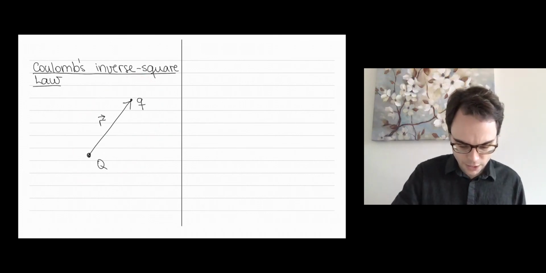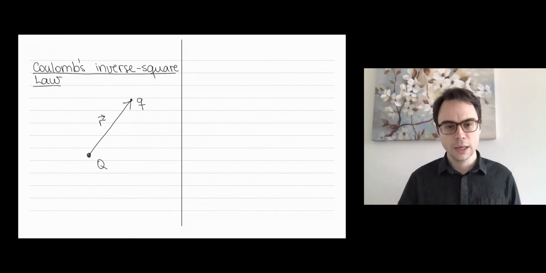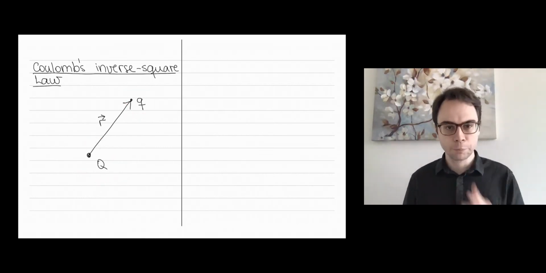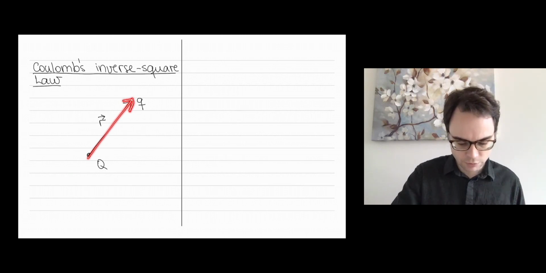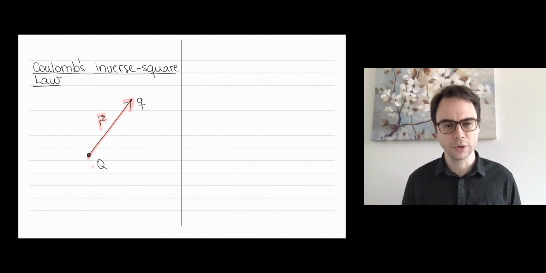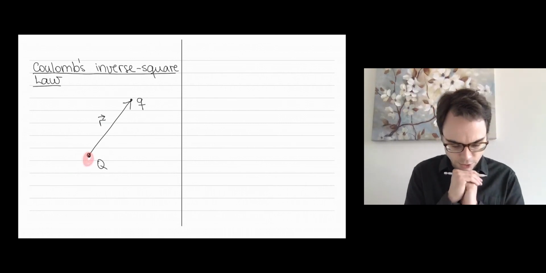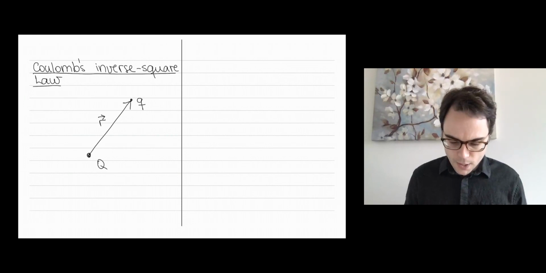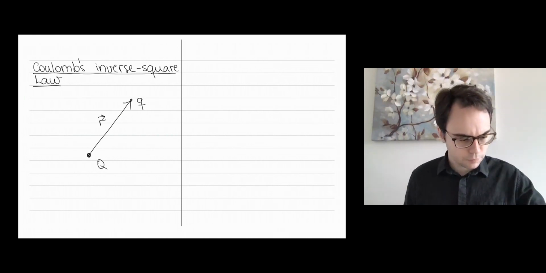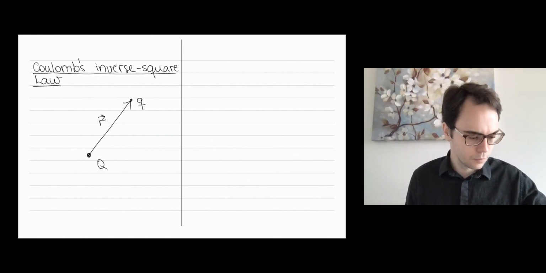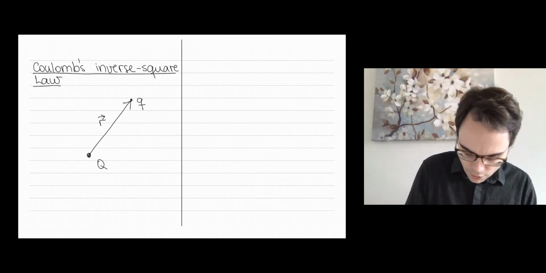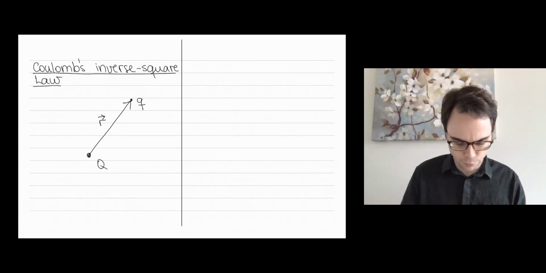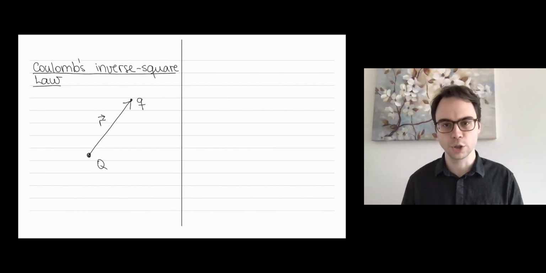So here I have a large charge, big Q, and I want to know what's the force that big Q exerts on a test charge, little q. R is the position vector, the vector that points from big Q to little q. I can imagine that big Q is located at the origin of space. We're going to assume that neither of these charges is moving, and that these are the only two charges in the world.